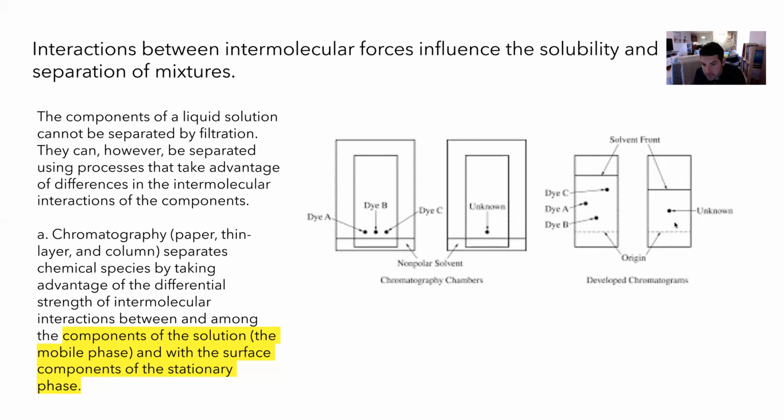Here in this example, they make it kind of easy because the unknown has moved about halfway. So its RF would be about 0.5 and it lines up with dye A. All right, so again, we've seen paper chromatography. It's pretty simple. Just make sure you check if the solvent is polar or non-polar. They typically won't mention the paper itself, but they might. If they do, that is very intentional. So keep an eye out for that.